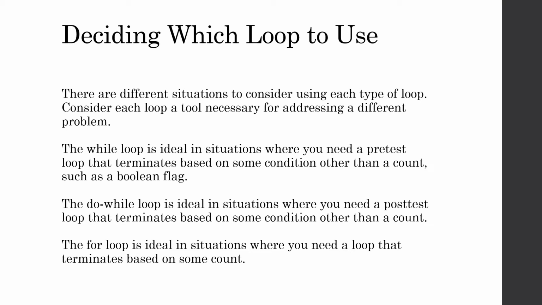The DoWhile loop is ideal in situations where you need a post-test loop that terminates based on some condition other than a count, again, such as a Boolean flag. It's essentially going to be the opposite of the kinds of situations where you would use a while loop. The DoWhile loop is good when you want to guarantee that your loop will execute at least once before you terminate it in some way. The while loop is best when you want the opposite: if the condition is initially false, you just go ahead and don't execute it at all.